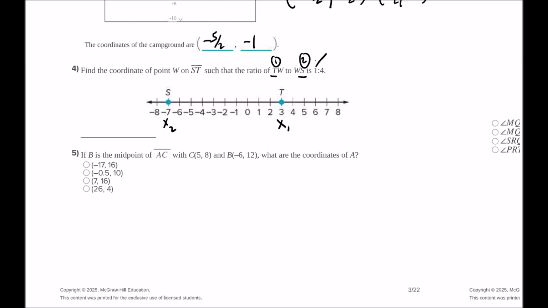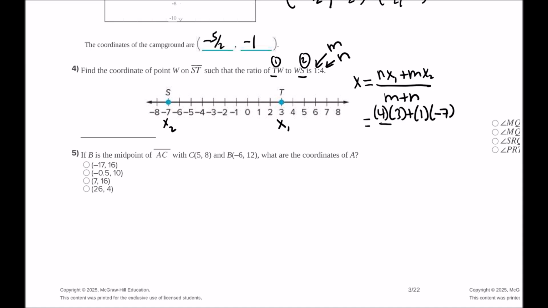And then this is going to be M, and this is going to be N. So when we write the section formula, remember the section formula is x equals (nx1 plus mx2) over (m plus n). Okay, and so we have n is 4, x1 we said is 3, m is 1, x2 is negative 7, and then m plus n, 1 plus 4. And so we have 12 minus 7 is 5, 1 plus 4 is 5, so you get 1.